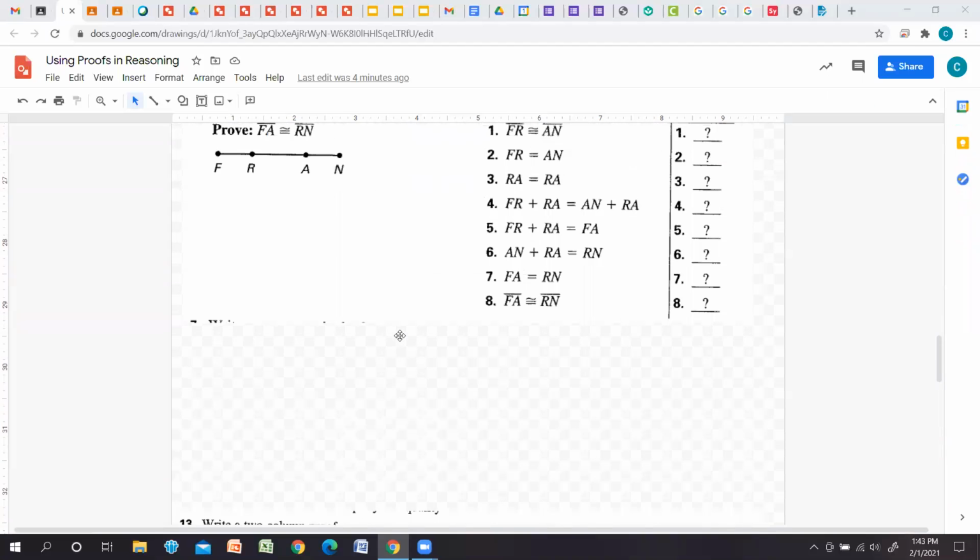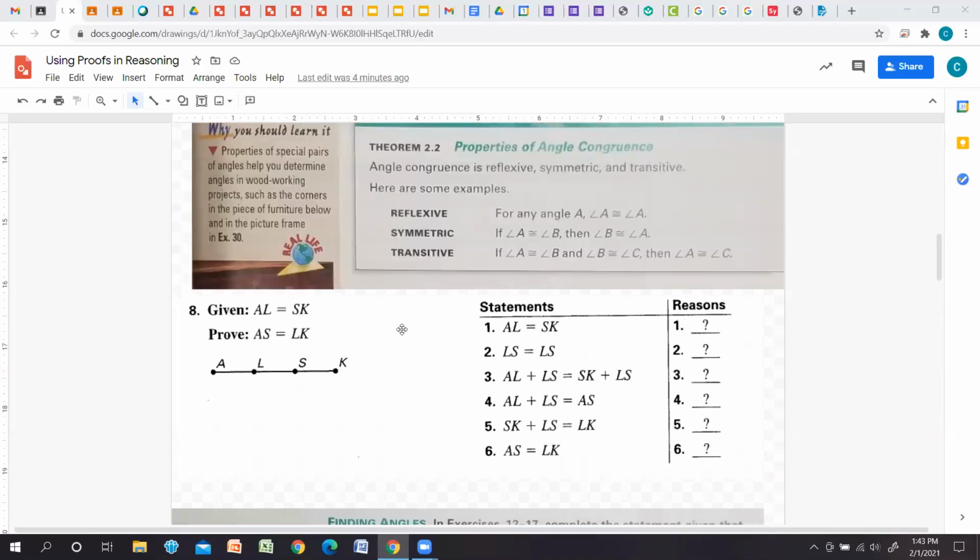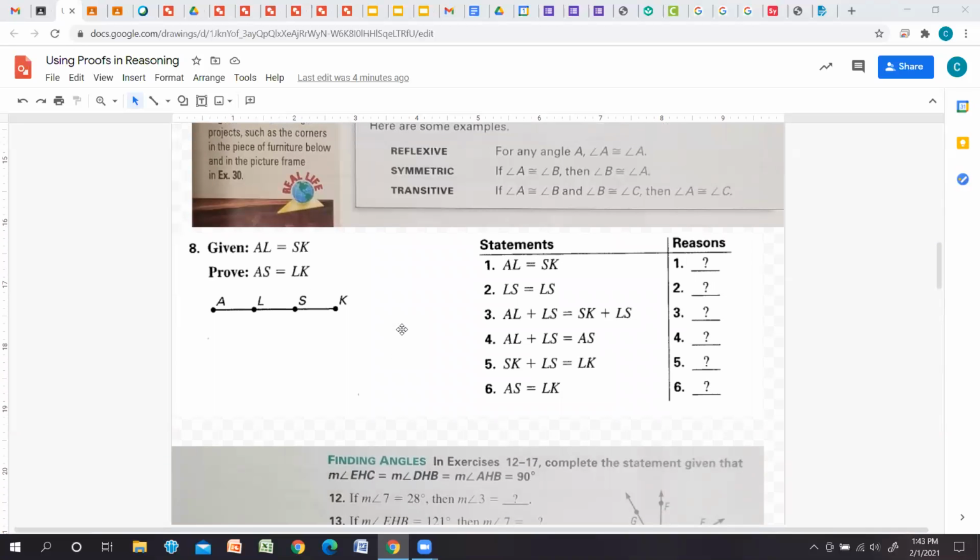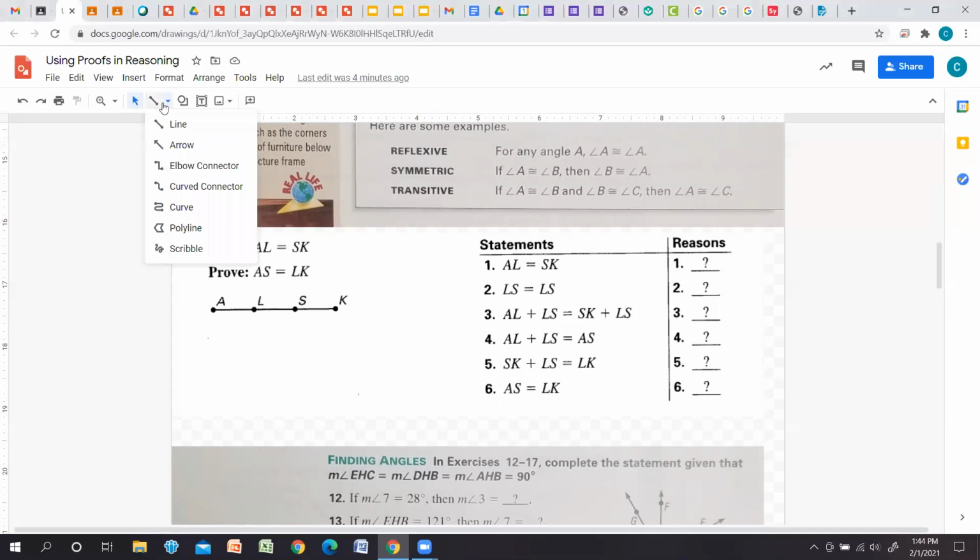All right, so just to go through this again. It says you're given AL is equal to SK. We have this line segment with these points, and we want to prove that AS is equal to LK. Notice there are no congruences, it's all equal signs. So first, it says AL is equal to SK. That's the given statement.